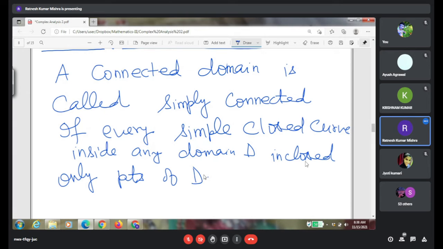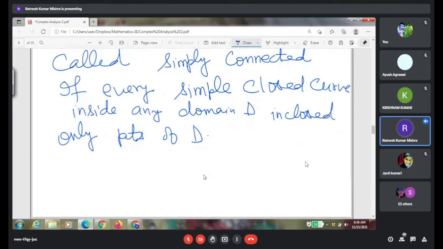Only points of D. So what is the exact meaning? Simply connected domain means, suppose you draw any simple closed curve. Suppose at this point, this is the center. If you shrink it, this simple closed curve lying in the domain D can be shrunk to a point inside D without leaving the region. It means simply that there is no hole. That is a simply connected domain. Suppose you have any A4 paper without any dot, purely blank. That is an example of a simply connected domain.